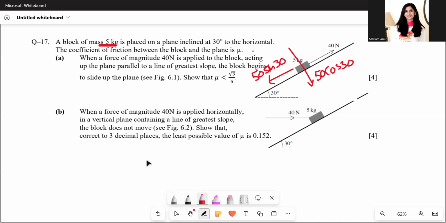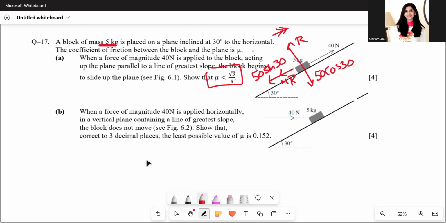Okay, and there's a normal contact force in this direction. Okay, the coefficient of friction between the block and the plane is mu. When a force of 40 Newton is applied to the block acting up the plane parallel to the line of greatest slope, the block begins to slide up the plane. Okay, so if it begins to slide up the plane, that definitely means that the friction is going to be in this direction, which would be mu R. Okay. Show that mu has to be less than this.